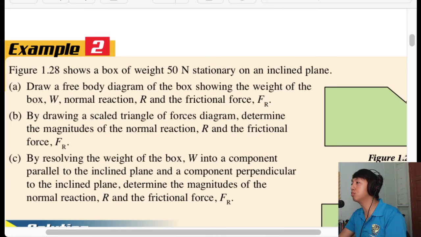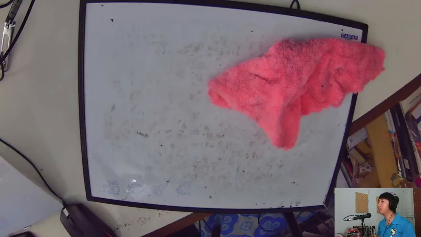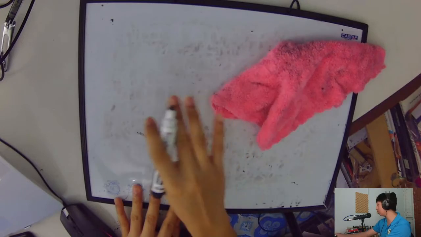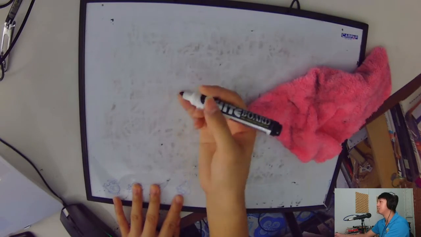So the two questions are, first, draw a free body diagram showing the weight of the box, normal reaction R, and frictional force. Free body diagram, we've done this before. You just need to draw the lines. Very simple. You don't even need to draw the box itself.